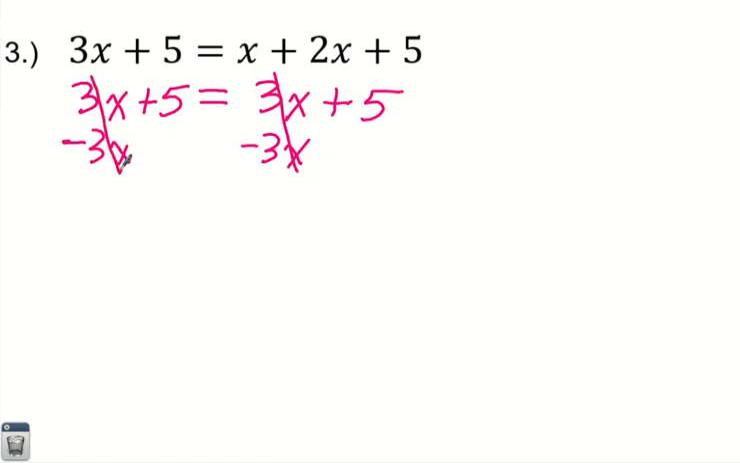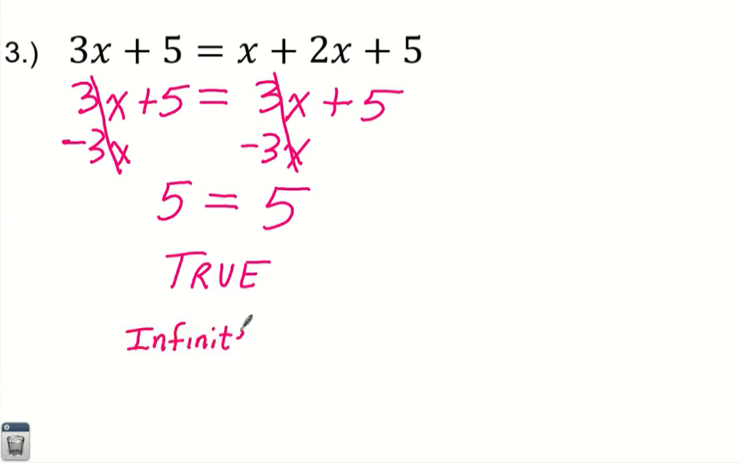So the x's are totally gone, right? Because 3x minus 3x is technically 0. So we just have 5 on the left and 5 on the right. So what's left is either true or it's false. Does 5 equal 5? Yes, that is completely true. And so that means there are infinite solutions.